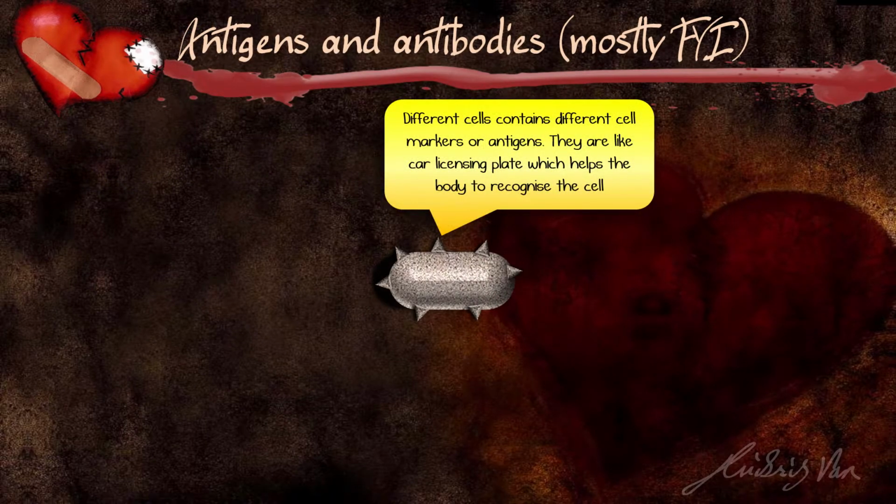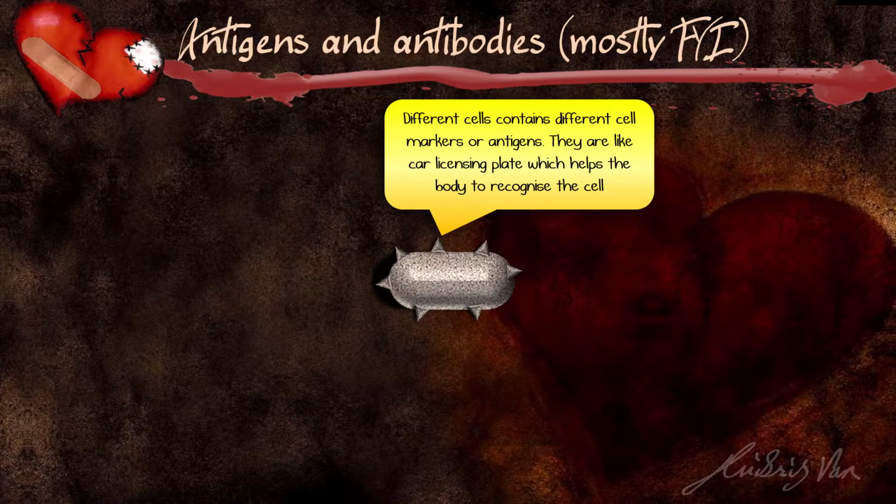But let us begin with antigens and antibodies, because knowing what is antigen and antibody will help to improve your appreciation as to why some people can donate their blood to others, while some people cannot. So different cells contain different cell markers. Another name for cell markers is antigen. The word marker here refers to the marking on the cell.